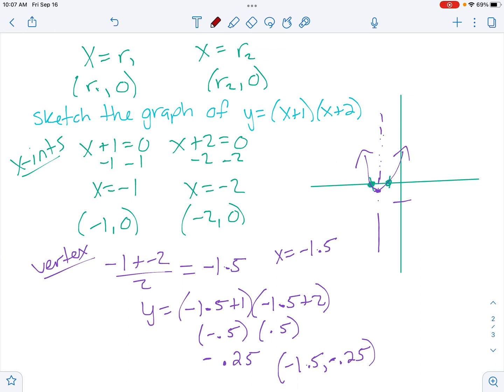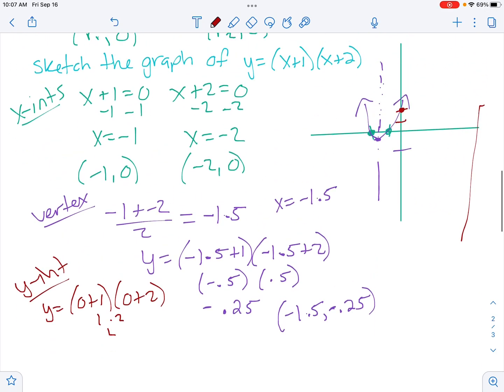Now, you could have always found our y-intercept, right? What do we plug in for x for our y-intercept? We plug in 0. So for our y-int, let's just check our work here. I could plug in 0 to get 0 plus 1, 0 plus 2. So 1 times 2 is 2. So that would be up here, which works nicely on that graph. And then I could count to get my mirror.